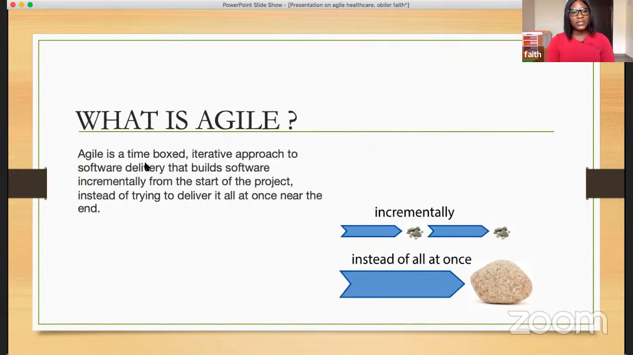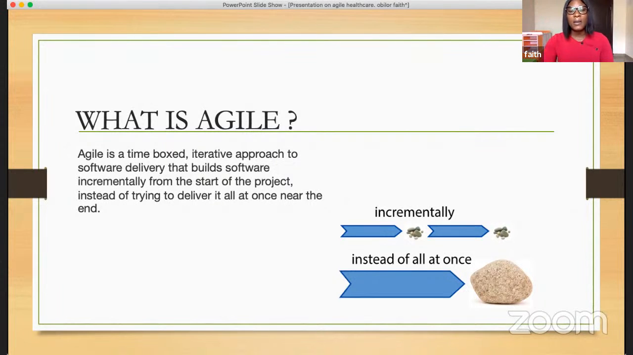Agile is a time-bound iterative approach to software delivery that builds software incrementally from the start of the project instead of trying to deliver it at once. So apparently Agile makes use of some approaches, known as iterative approach. There's actually a time frame. With this time frame, it helps your project to look more improved instead of just making it look bulky.